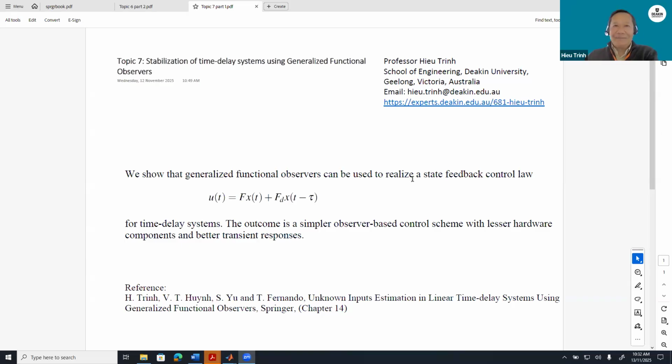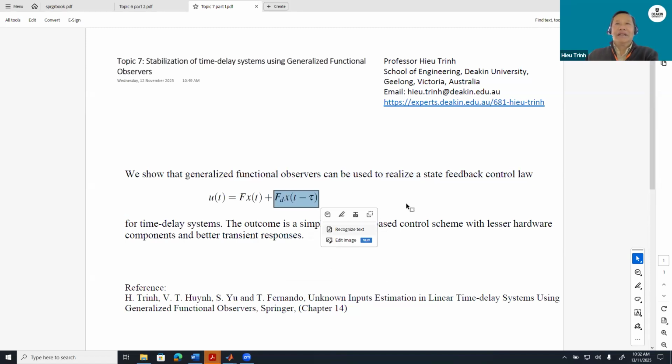Hello and welcome to this presentation, which is topic 7. We would like to discuss an application of generalized functional observers to realize a state feedback control law, a more general state feedback control law. It has a delayed linear combination of the delayed state vector in here.